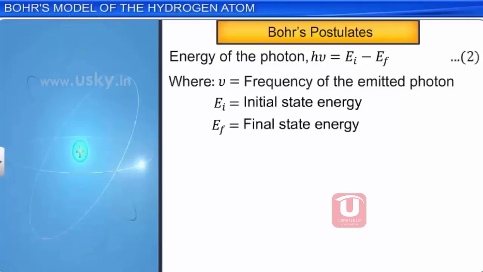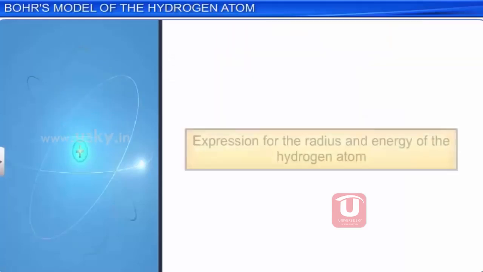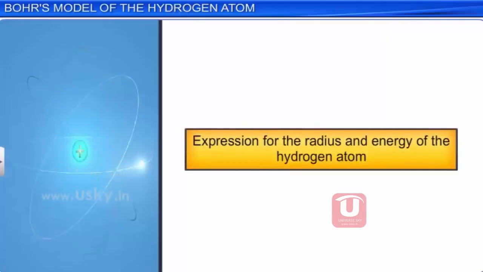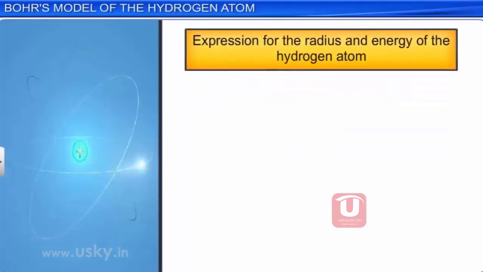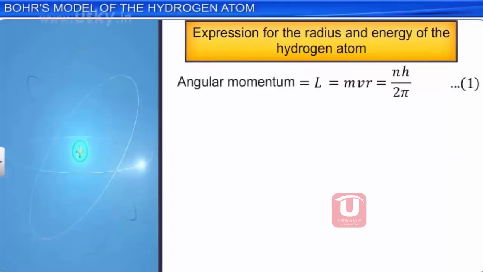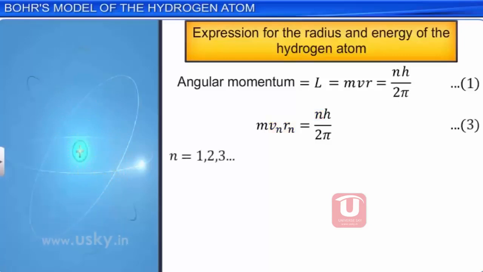Let us now derive the expression for the radius and energy of the hydrogen atom. From equation 1, we can write m vn rn is equal to nh by 2 pi. Here, n is an integer, rn is the radius of the nth possible orbit, and vn is the velocity of the electron in the nth orbit. Let this be equation 3. The allowed orbits are numbered 1, 2, 3, and so on, according to the values of n, which is called the principal quantum number of the orbit.